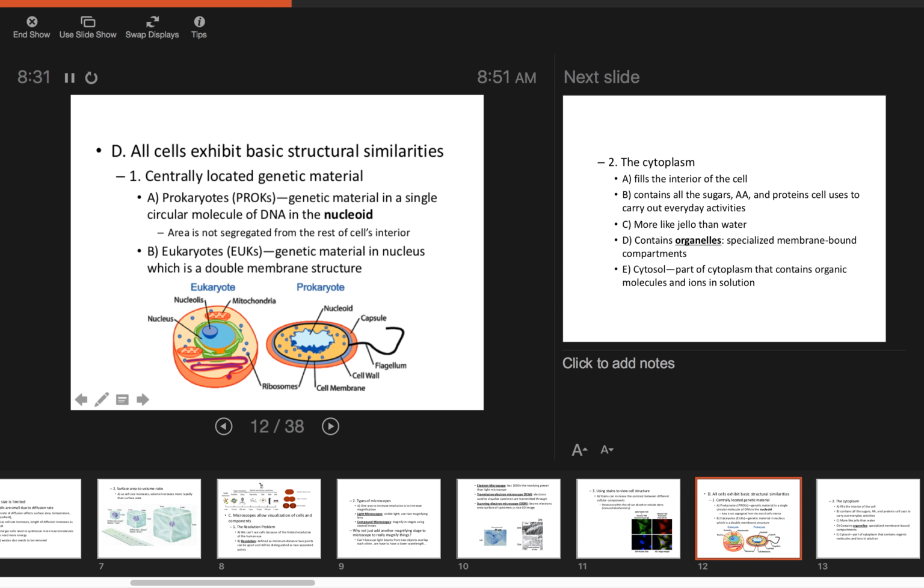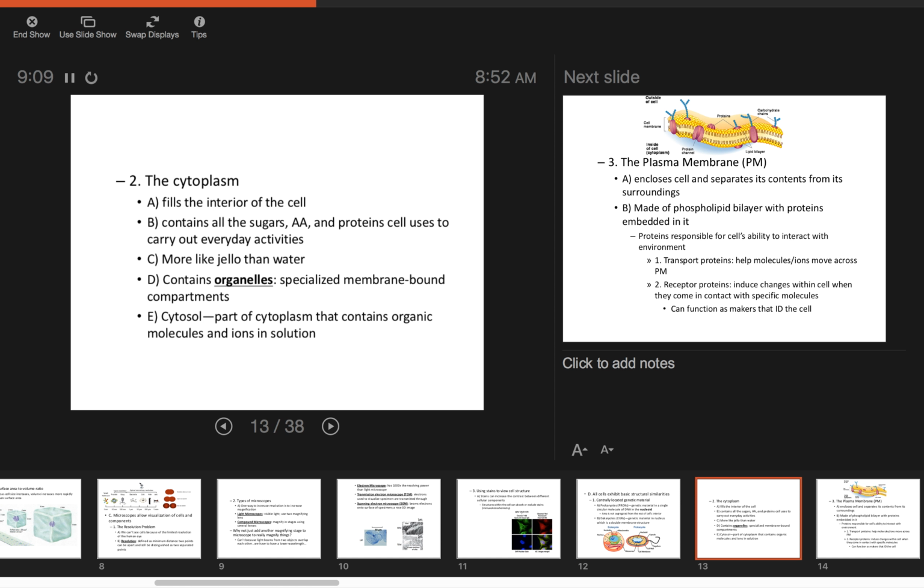Okay, some basic structural similarities across all cells is that they have genetic material. In prokaryotes, remember, they do not have a nucleus, but in the center of their cell, they have a dense genetic region. It's called the nucleoid. Eukaryotes have a nucleus, and the nucleus is a double membrane structure. And so we're going to take a look at the nucleus structure here, I think today, if not tomorrow. So that's one similarity, genetic material, centrally located.